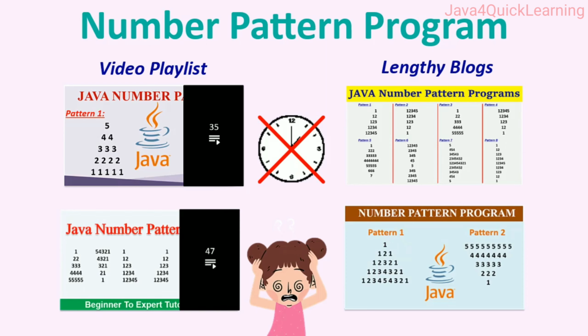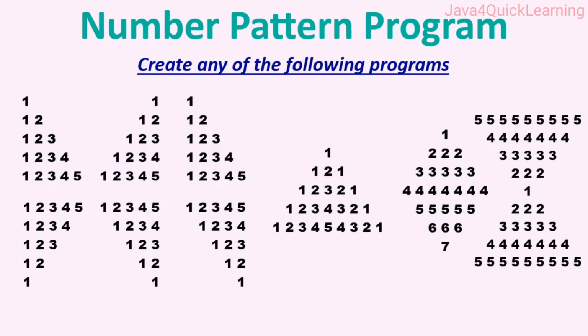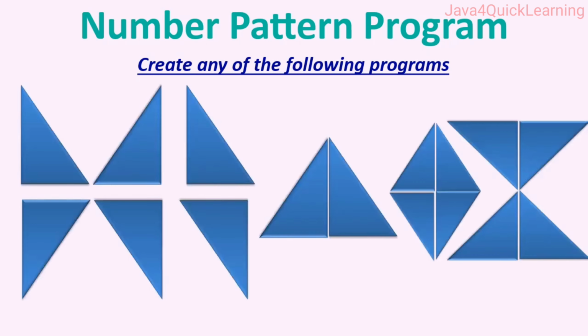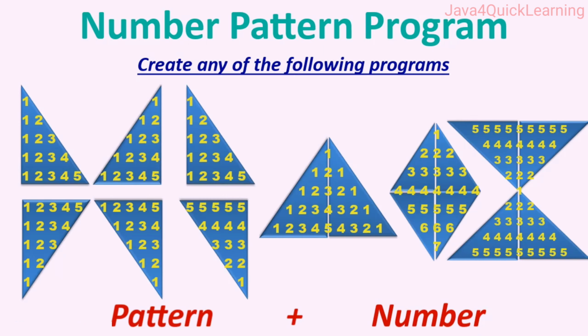You need to learn a few tricks and you can solve most of the number pattern programs on your own. If you go through this video, you will be able to make any of these patterns and many more, and I will explain to you how. When you do a number pattern program, you will notice there are actually two things which make the pattern. One is the pattern or shape, and second is the numbers which are there inside the pattern. Like over here, the numbers are same but they are in different patterns. Or here the pattern is same but each of the triangles has different numbers.